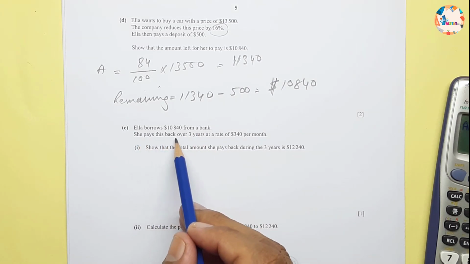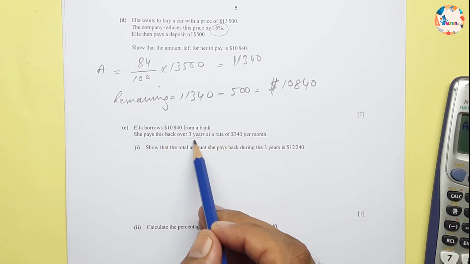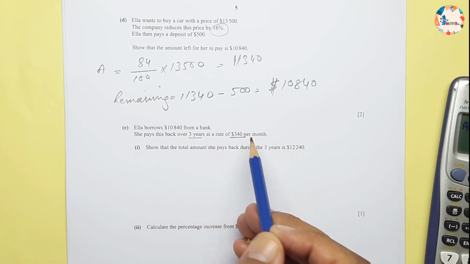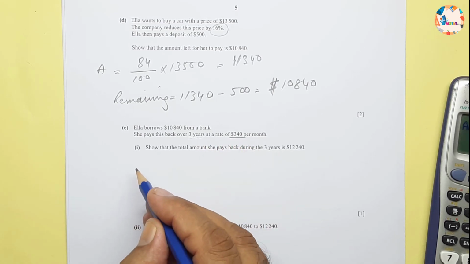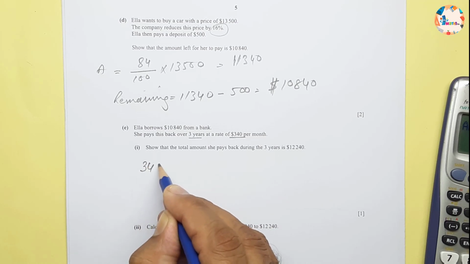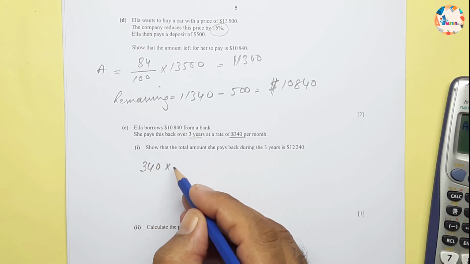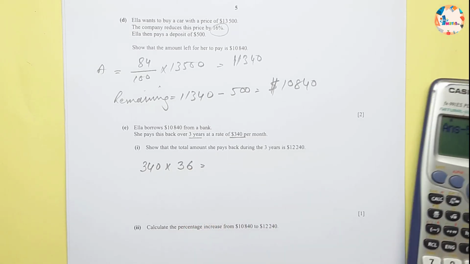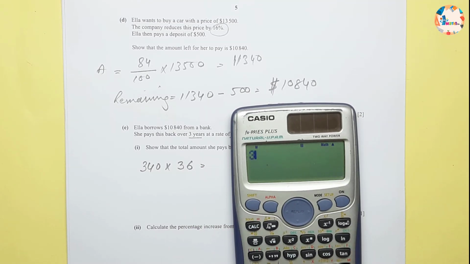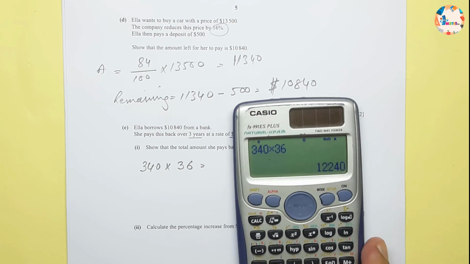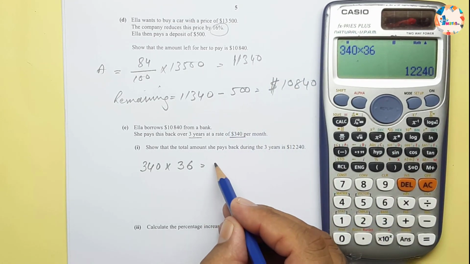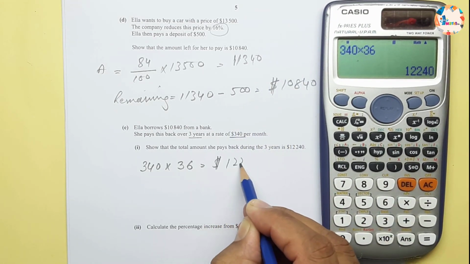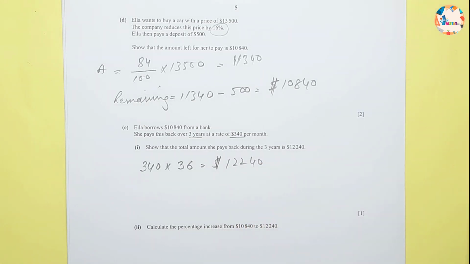She pays this back over 3 years at a rate of this much per month. So 340 per month multiplied by 3 years, 12 into 3 will be months, so 36 months. This will be equal to 340 multiplied by 36, it will be equal to 12240. So $12240 will be our answer.